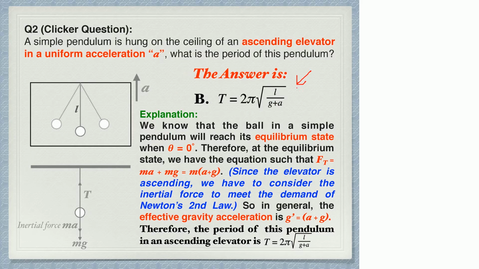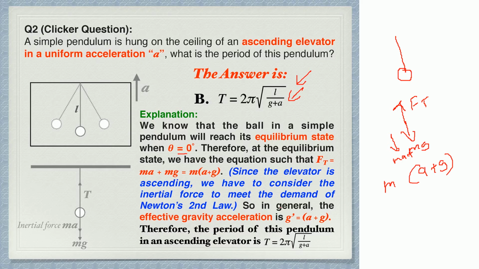What is the explanation? How do we get this? We know that the ball in a simple pendulum will reach its equilibrium state when theta equals 0. So at the equilibrium state, we have an equation like this. Ft will be equal to mg downwards and ma plus mg. Since the elevator is ascending, we have to consider the inertial force to meet the demand of Newton's second law. What is the resultant acceleration? a plus g. So the effective g dash will be a plus g. So the period of this pendulum in an ascending elevator will be T equal to 2 pi under root L by (g plus a).